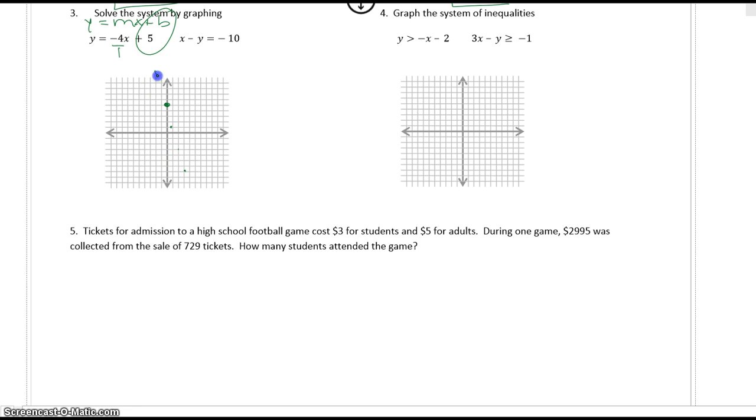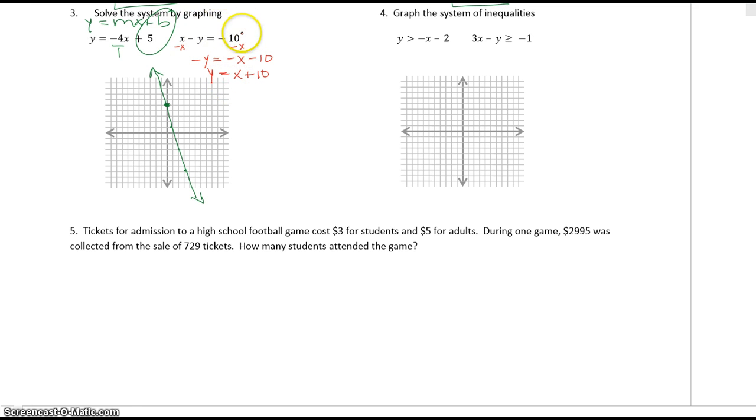Connect the dots. Then, for the second equation, we are going to have to put this into slope-intercept form, so we're going to subtract x from both sides. We get -y equals -x minus 10, and then we're going to divide by -1, and we get y equals x plus 10.